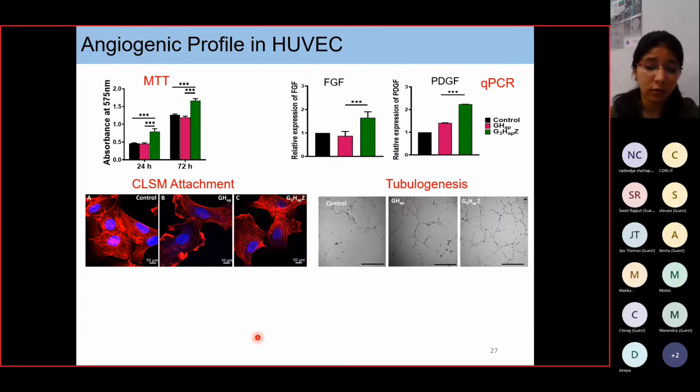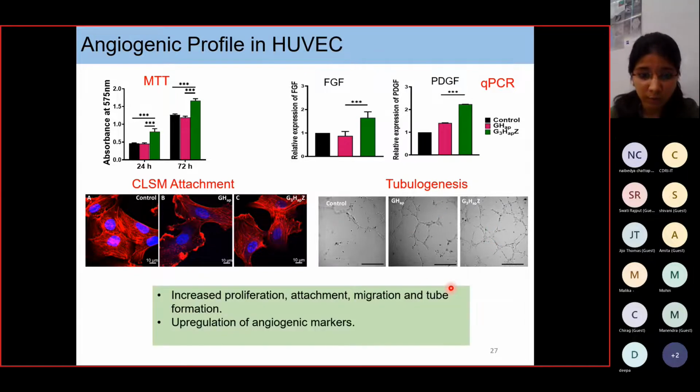Our next study was to perform the angiogenesis studies, and here we have isolated human umbilical vein endothelial cells from the umbilical cord, and we went for cellular viability studies as well as attachment studies. We saw that zinc release was aiding in the proliferation as well as in the attachment. We saw increased levels of FGF as well as PDGF, which are responsible for endothelial cell recruitment as well as attachment. There was better vascularization taking place for these cells on a Matrigel assay. So we saw that the zinc release from these nanocomposites showed an upregulation of the angiogenic markers, aiding in the angiogenic profile of the cells.